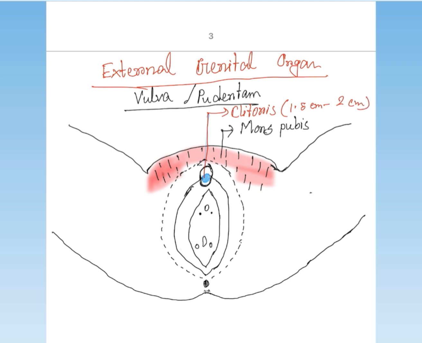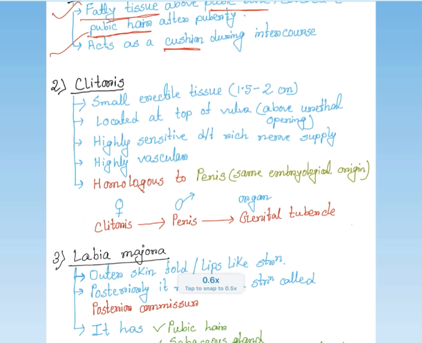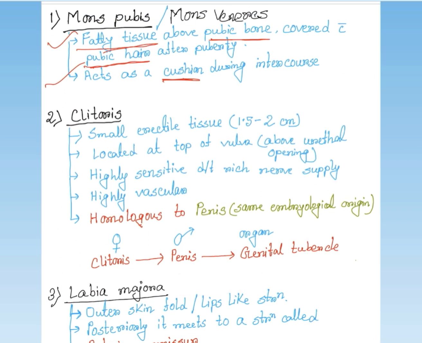It is highly vascular, because it is rich in blood supply, and it is highly sensitive, because it is rich in nerve supply. And this clitoris is homologous to the male penis, and the embryological organ that is homologous to each other is genital tubercle. So what you need to remember from the clitoris: it is a small erectile tissue and the length is 1.5 to 2 centimeter.